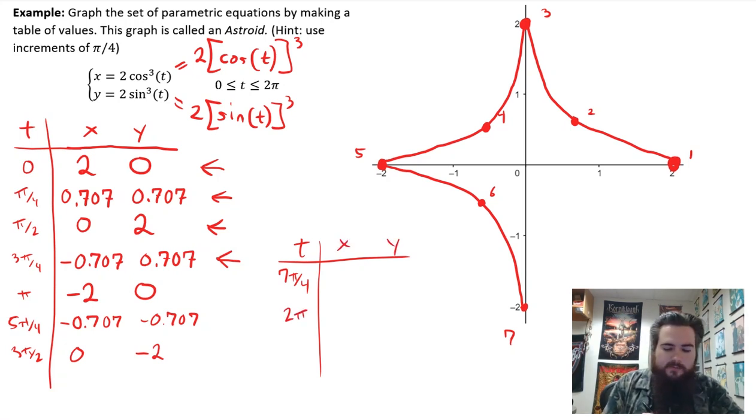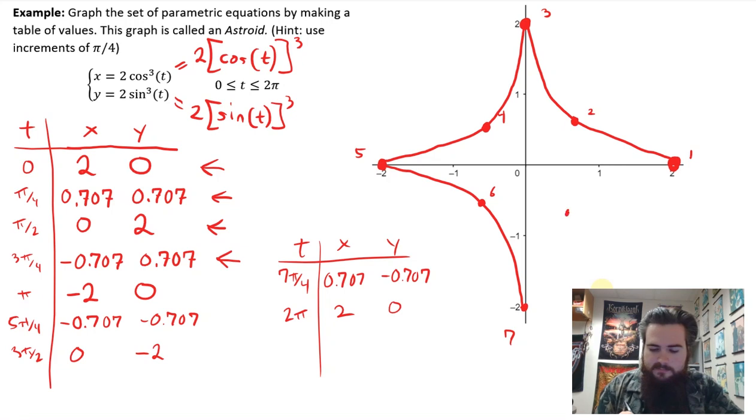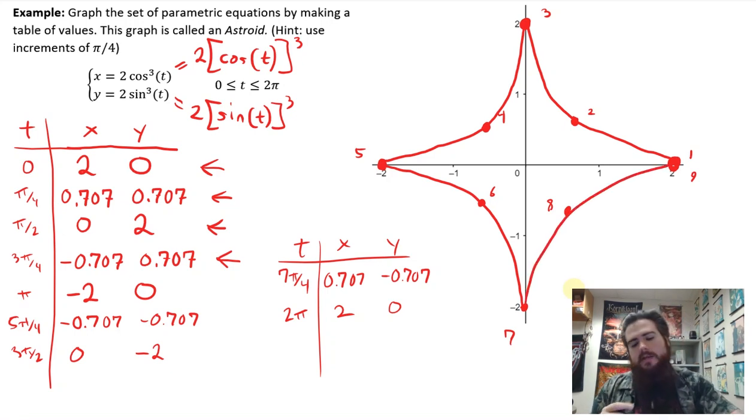For 7 pi over 4, x will be a positive 0.707, y will end up being negative. And then for 2 pi, we'll get the same as our initial point. So 8 would be here, and the 9th point would be right back where we started. This would be our image of our asteroid.